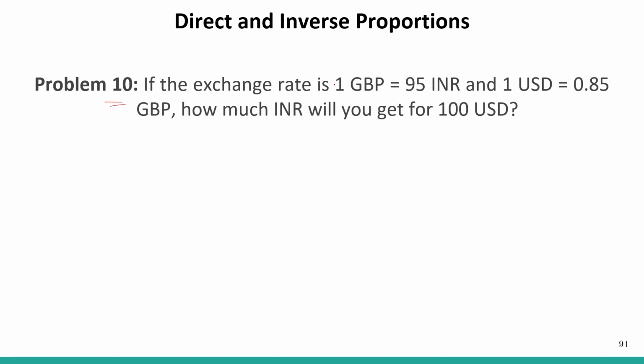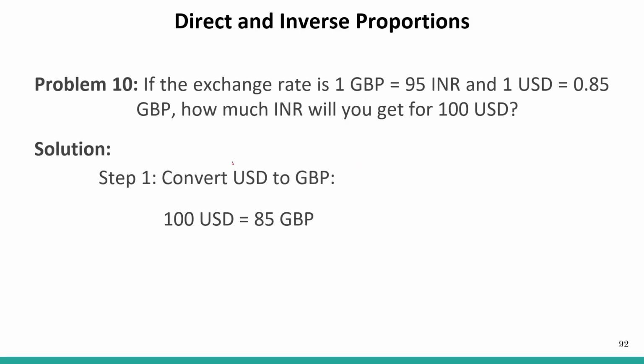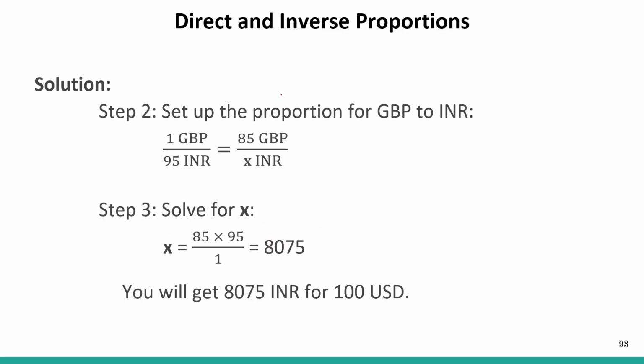If the exchange rate is 1 Great Britain pound is equal to 95 rupees and 1 US dollar is equal to 0.85 Great Britain pound, then how much Indian rupee will you be getting for 100 US dollars? Let's find out. Converting US dollars to Great Britain pounds, 100 US dollars is equal to 85 GBP, right? Setting up the proportion for GBP to INR, 1 GBP is equal to 95 INR and 85 GBP is equal to X INR, which we don't know.